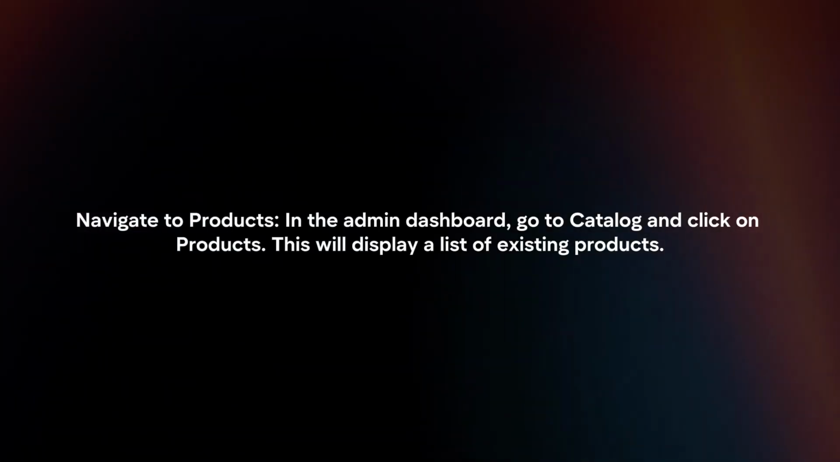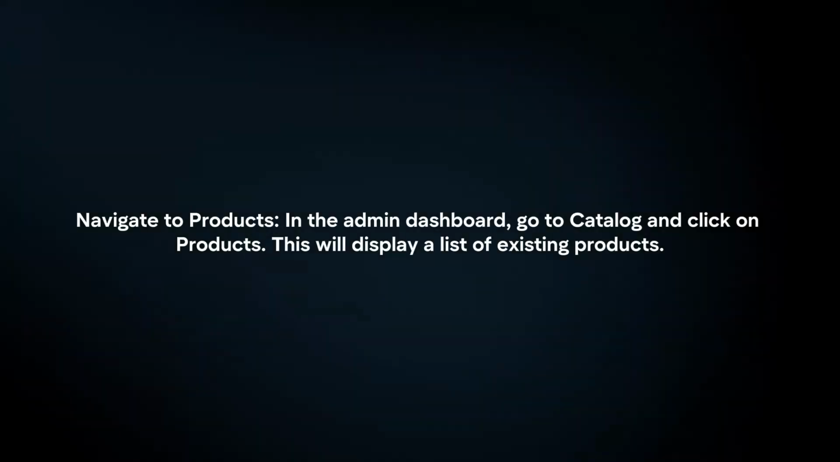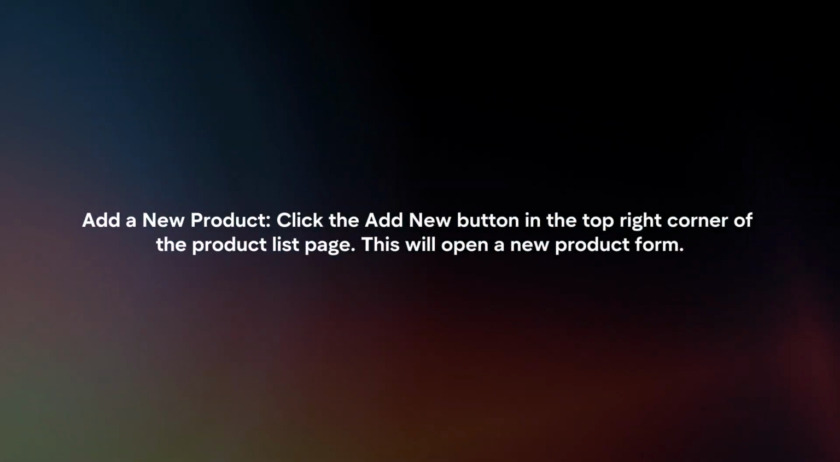Navigate to Products. In the admin dashboard, go to Catalog and click on Products. This will display a list of existing products. Add a new product. Click the Add New button in the top right corner of the product list page. This will open a new product form.